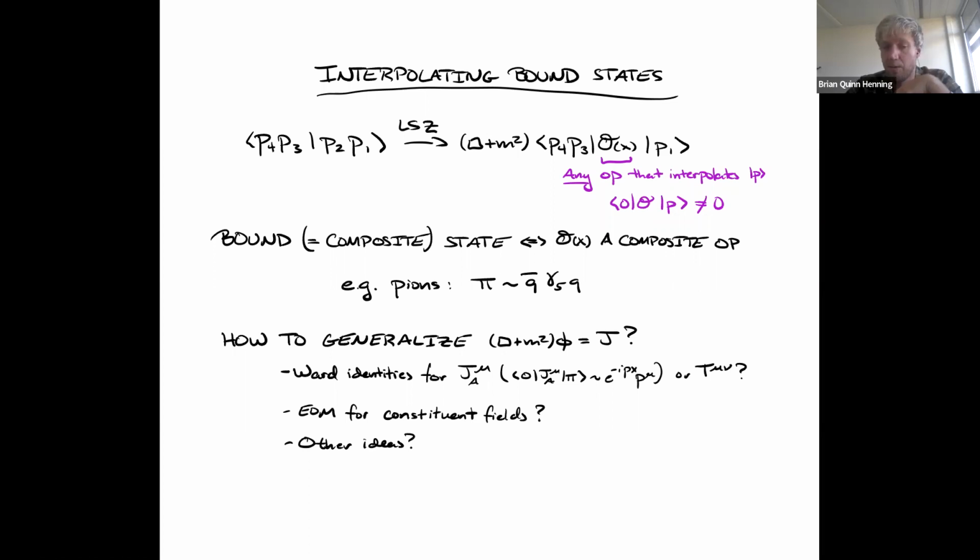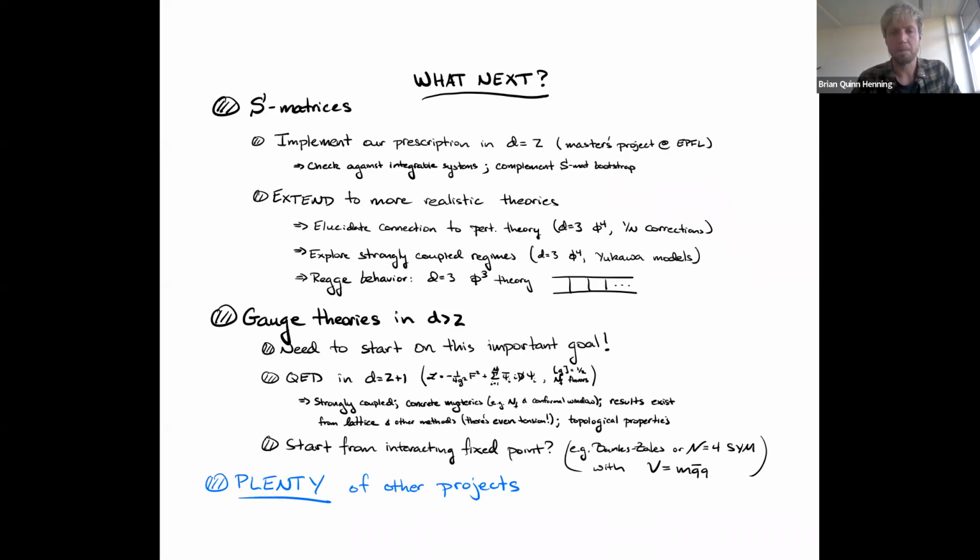Some thoughts we have along the way: maybe you can use Ward identities if you're studying objects interpolated by conserved currents, such as axial currents or the stress tensor. Maybe you can literally just let box plus m squared go through and act on the constituent fields. There are some other ideas that we have, but this is an important thing to figure out.